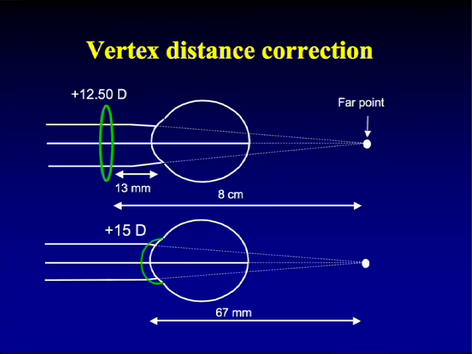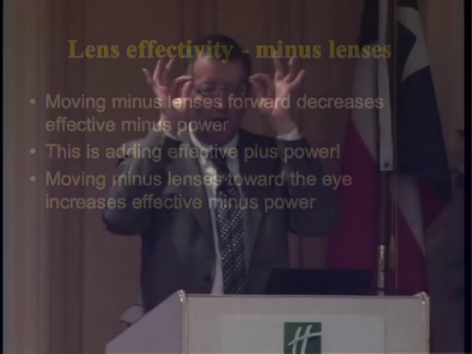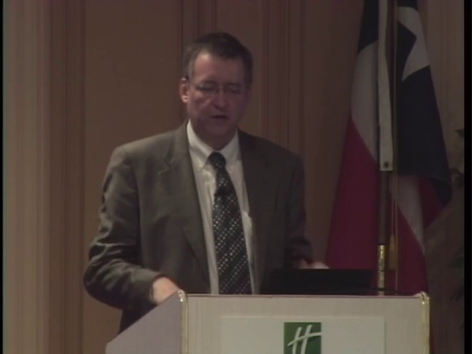There are formulas out there that can do the correction for you, but I think it's best to just take it step by step like this to work it out. So for minus lenses, it's kind of the same, but kind of the opposite. That is, moving a minus lens forward will decrease its effective minus power, but that's the same as adding plus power. Whereas moving a minus lens toward the eye increases the effective minus power.